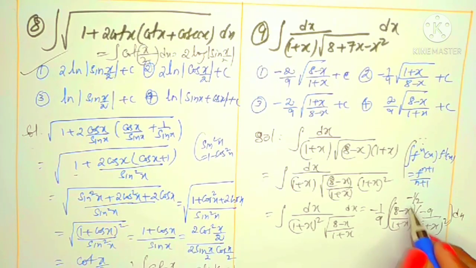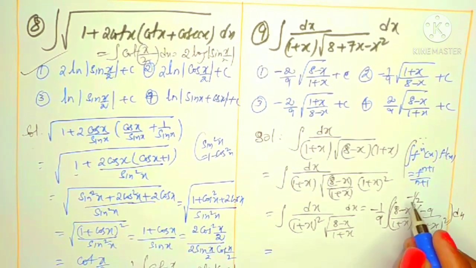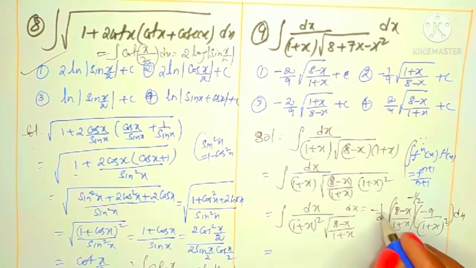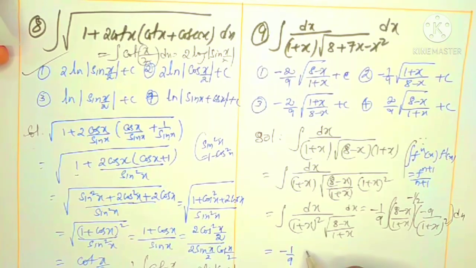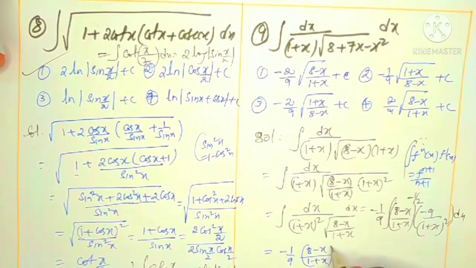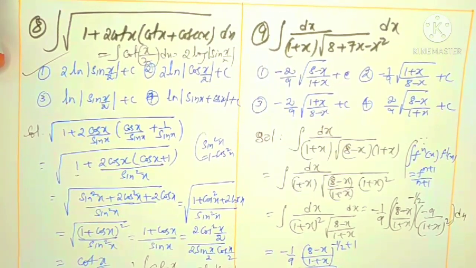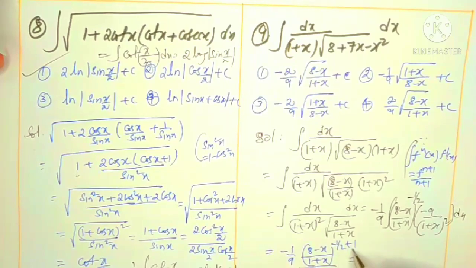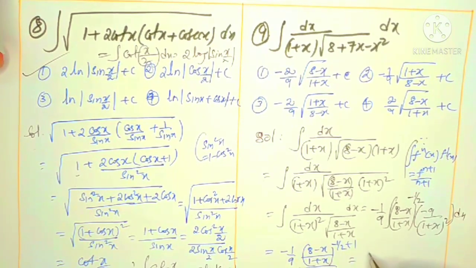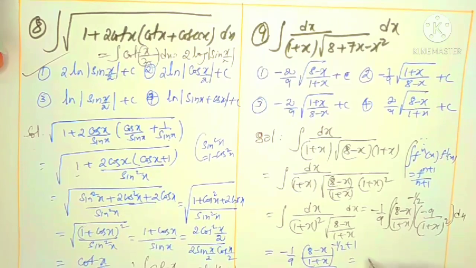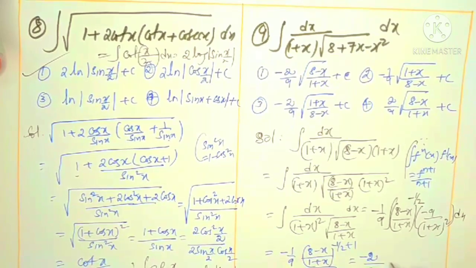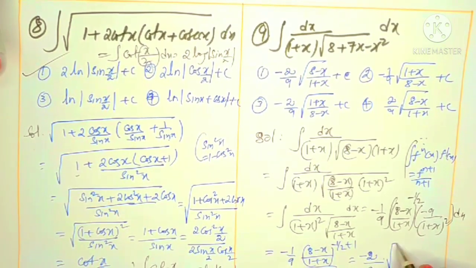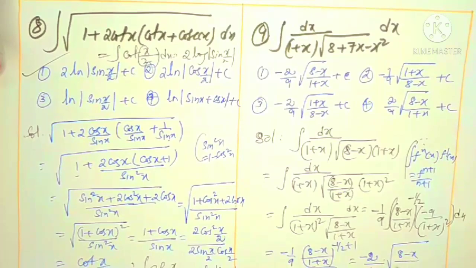Now it is in the form of f power n x into f dash x or not? So in place of n, minus 1 by 2 is there. This is minus 1 by 9 as it is. Minus 1 by 2 plus 1 means 8 minus x by 1 plus x whole power minus 1 by 2 plus 1, by minus 1 by 2 plus 1. You know minus 1 by 2 plus 1 is 1 by 2. Here also 1 by 2. Whole divided by 1 by 2 means 2 by 9 already is there with minus. Minus 2 by 9 under root over 8 minus x by 1 plus x.